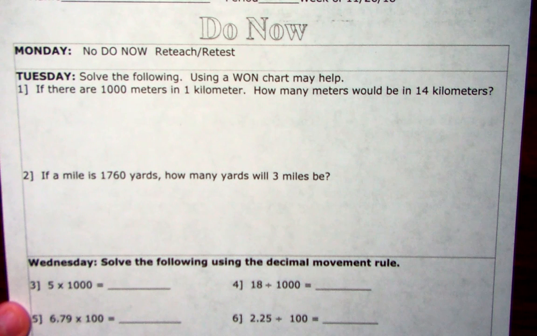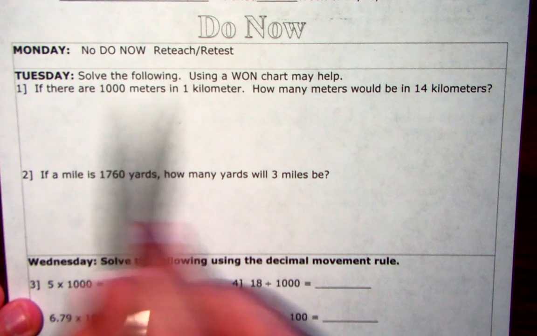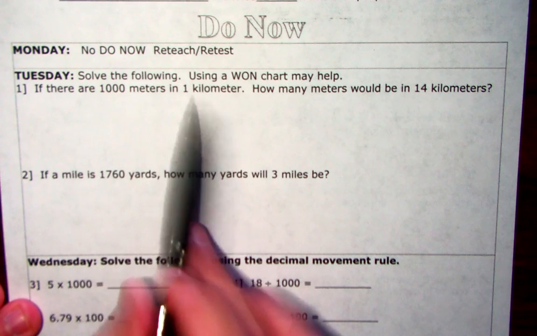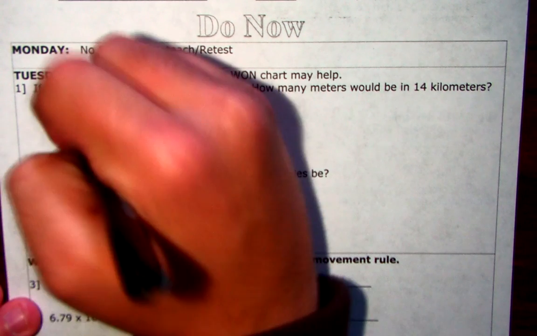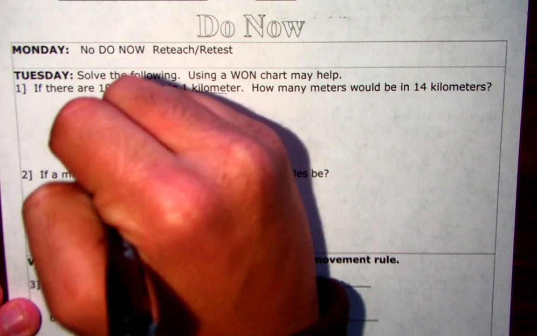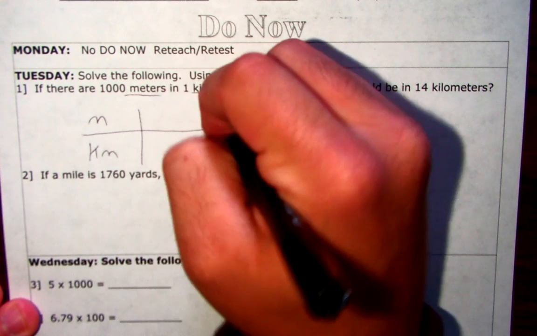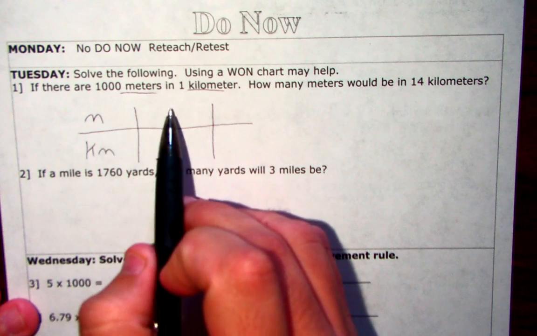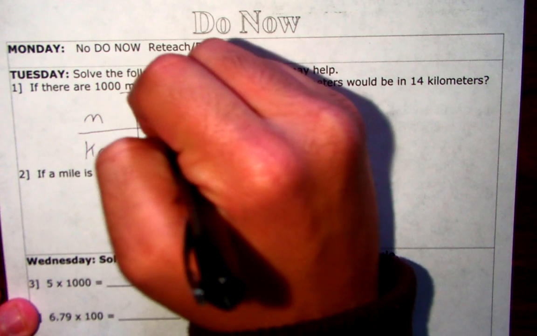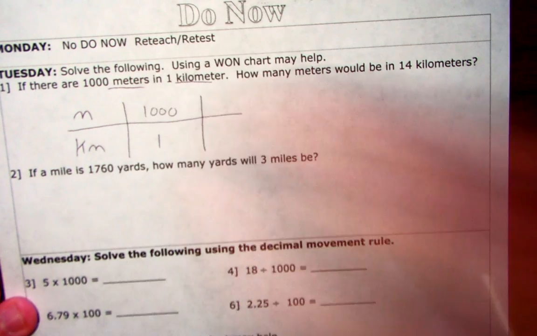So here we go. Number 1, if there are 1,000 meters in 1 kilometer, how many meters would be in 14 kilometers? Well, we got lucky because it gave us the information from the chart already. So we are comparing meters to kilometers. So here's my nice little one chart. It tells us 1,000 meters is equivalent to 1 kilometer.